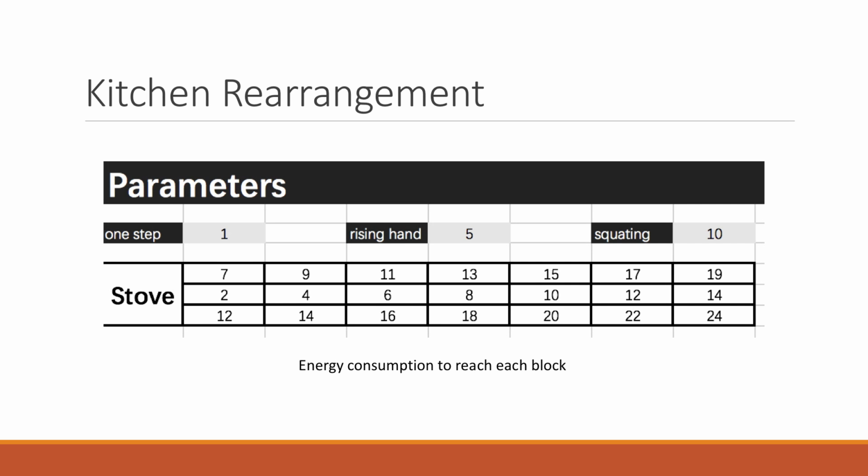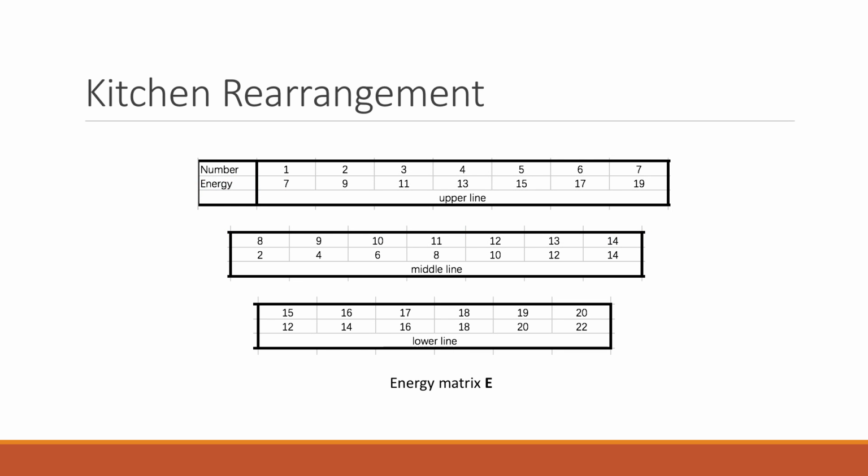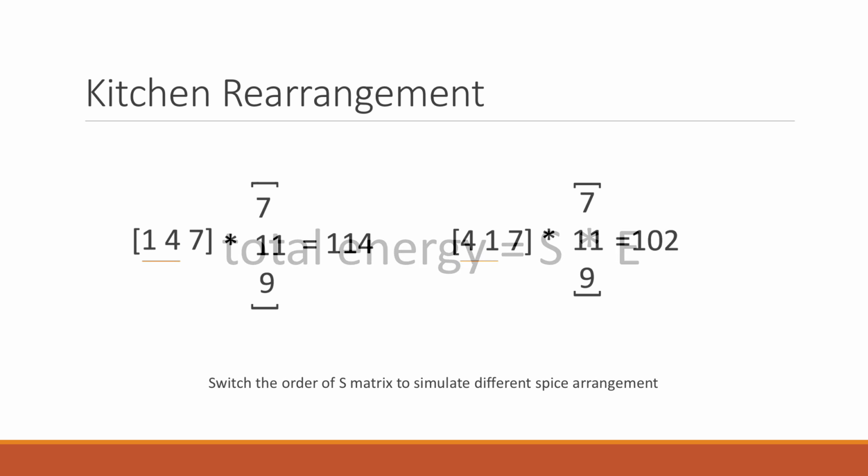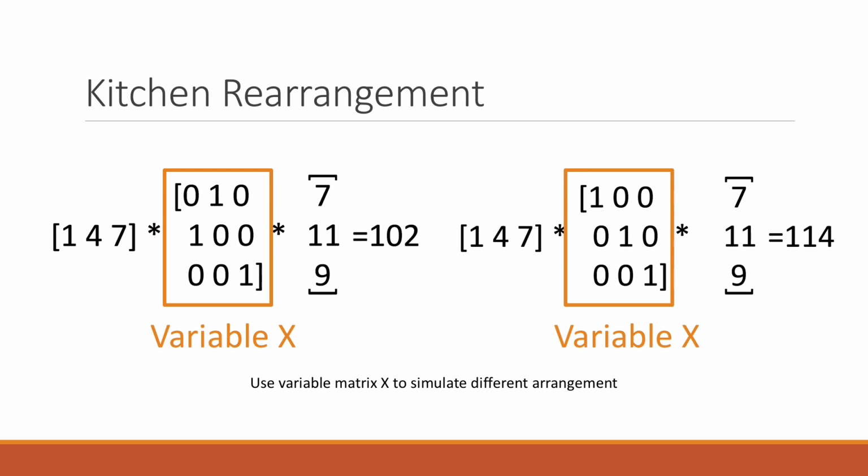By inputting the energy for each kind of action, I can calculate the energy consumption to reach each block, and then I can get the energy matrix E. So the total energy is the matrix S multiplied by matrix E. By switching the order of matrix S, I can simulate different spice arrangements and get the corresponding total energy. But what I want is a fixed S matrix and a fixed E matrix.